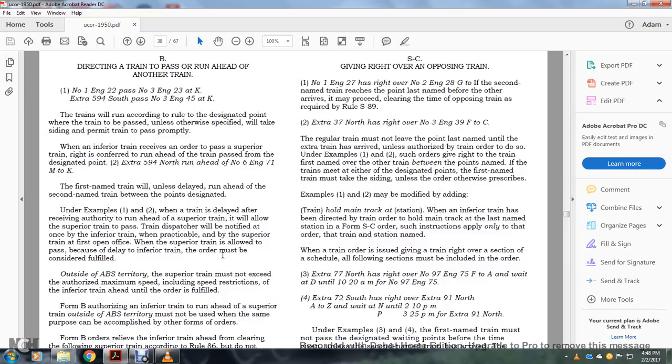The trains run according to the rule designated to the point of the train to pass unless otherwise specified, with the inferior train taking the siding and the superior train to pass promptly. When a train receives an order for the pass, superiority right is confirmed with the run ahead, with the train passing from the designated point.